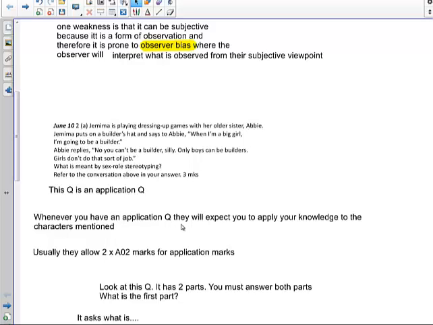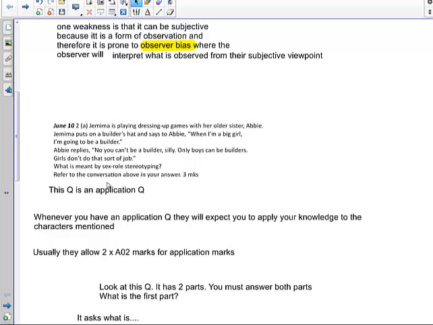Okay, so whenever you have an application question, they're going to expect you to apply your knowledge to those characters. If there are 2 characters, you need to apply it to each of them, most likely, nearly always. So there will most likely, this has got Jemima and Abby. They'll be wanting you to make reference to Jemima separately to Abby, in terms of whatever they're asking about.